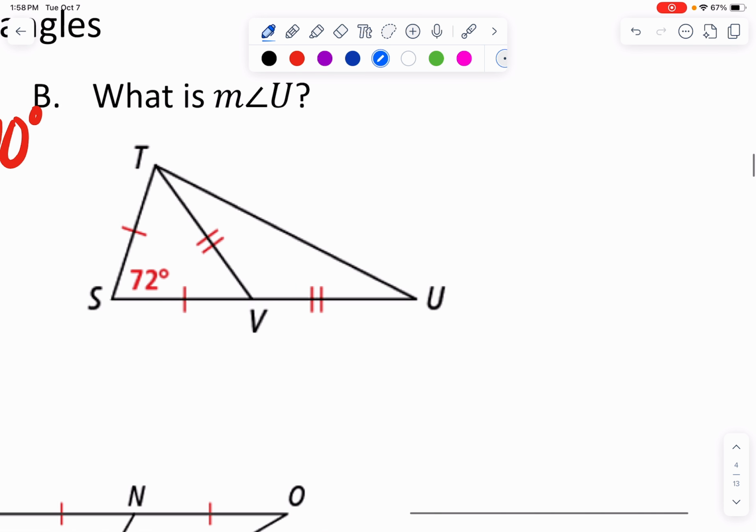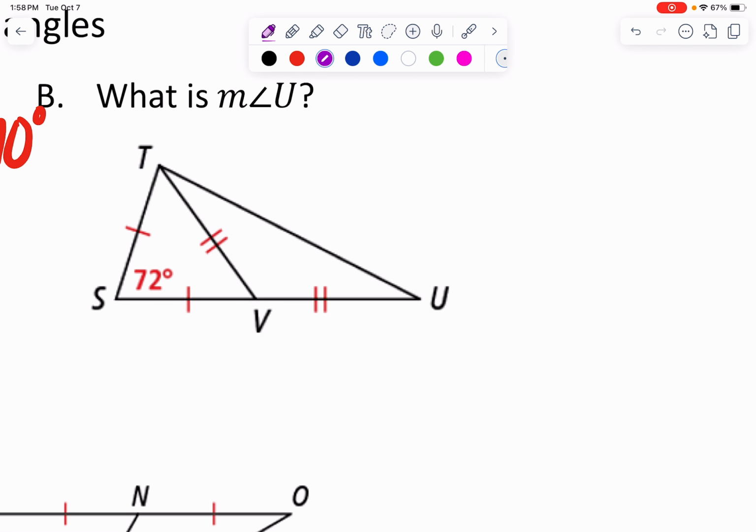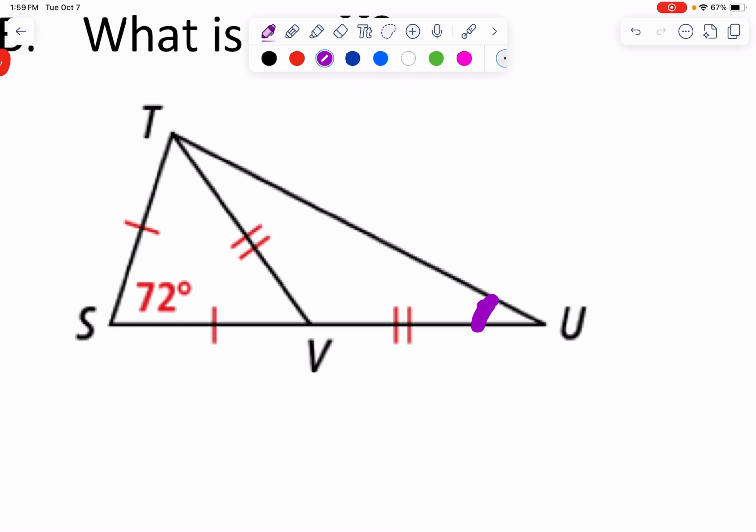Okay, so this one, what is the measurement of angle U? Angle U is over here, so same idea. We're going to play on this idea of where the congruence markings are. Let's start with the only number that we have labeled. We have this and that, and then we have this angle up here. Opposite angles are congruent, so this angle and this angle are congruent. I'm just going to label that as x and x.